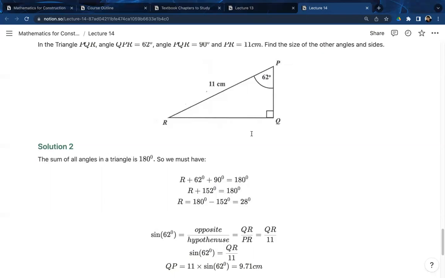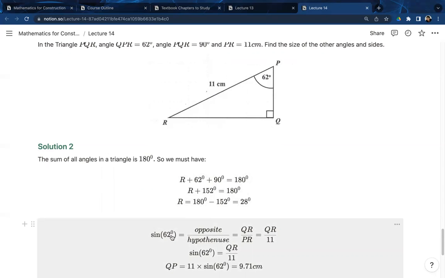Or, you know, in alphabetical order, QR, right? So we tend to write things in alphabetical order. So sine 62 is opposite over hypotenuse. Opposite is QR, and hypotenuse is PR. PR is 11. Now I could find sine 62 on my calculator, right?